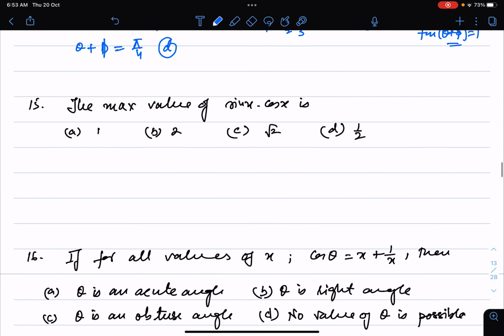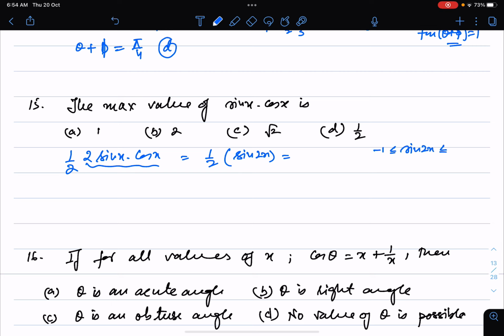Now the next question is to find the maximum value of this. So how will we do it? We will just use a little trick. We will multiply by 2 and divide by 2. So it becomes 1 by 2, and this we all know by trigonometry is sine 2x. We also know that sine of any angle is between minus 1 and 1. So sine 2x divided by 2, dividing all the sides by 2, is between minus half and half. So what is the maximum value? You can see the maximum value is half. So D is the correct option.